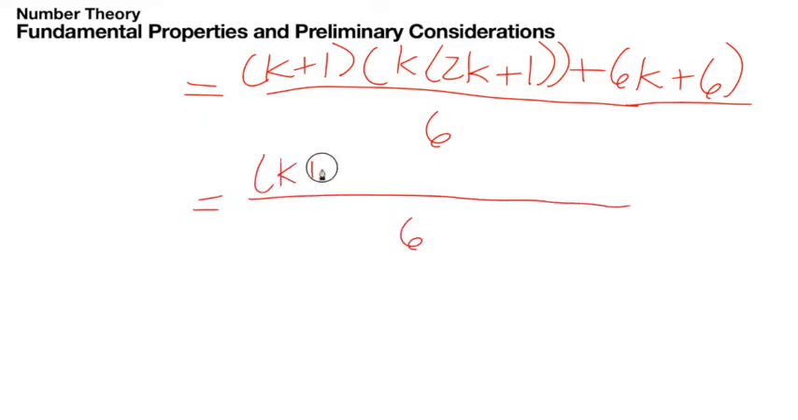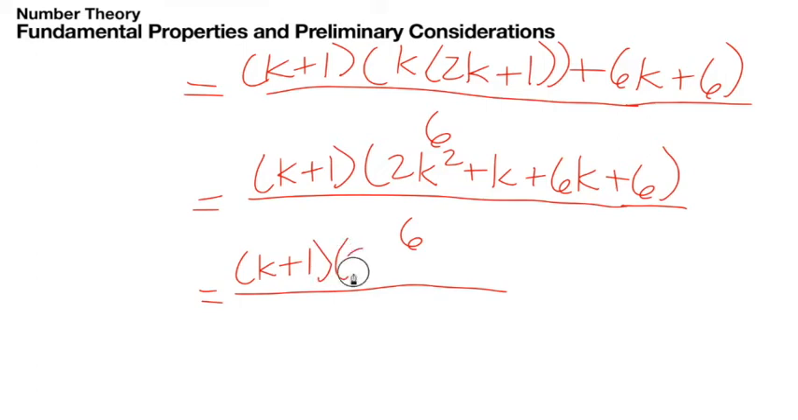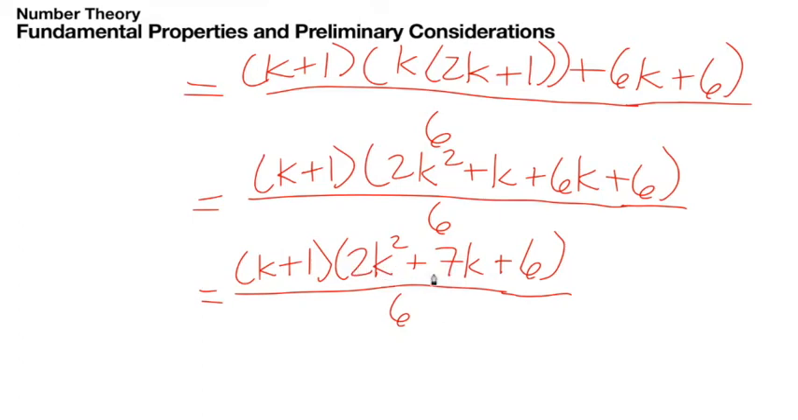K plus 1. What we have is 2k squared plus k plus 6k plus 6. Okay, that's it. Simplify the like terms. K plus 1, we have 2k squared plus 7k plus 6, all over 6. Now let's try to look at this number here.